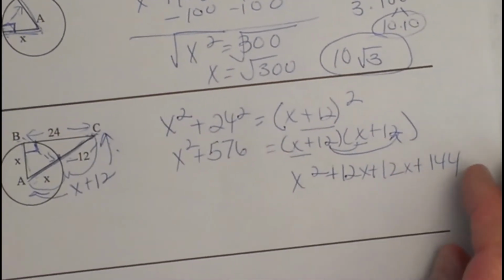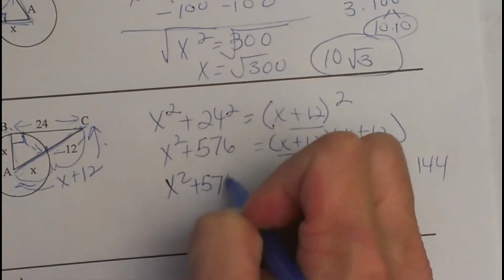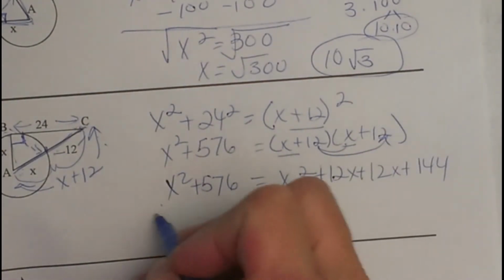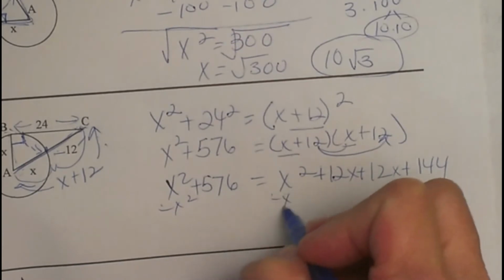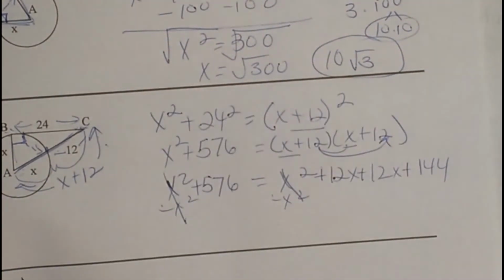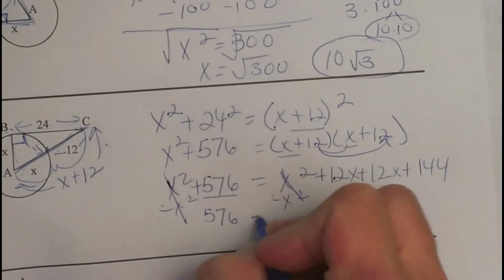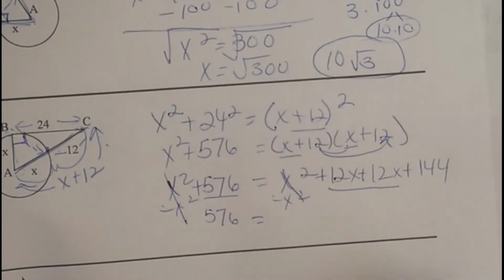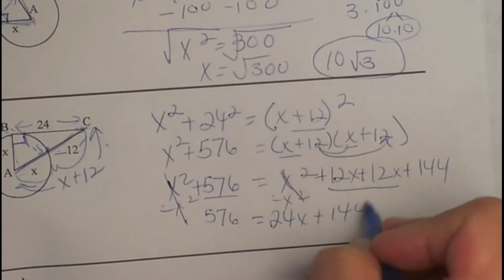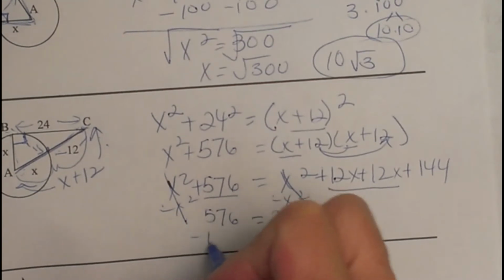Okay, so now from here, we need to do a little cleaning up to try to solve it for x. Well, what makes this nice is that if I subtract x squared from both sides, what's going to happen to my x squareds? They're both gone. So my quadratic piece is out of the picture here. So I have 576 equals 12x plus 12x is 24x plus 144. Now it looks fairly easy to solve. So subtract 144 from both sides.